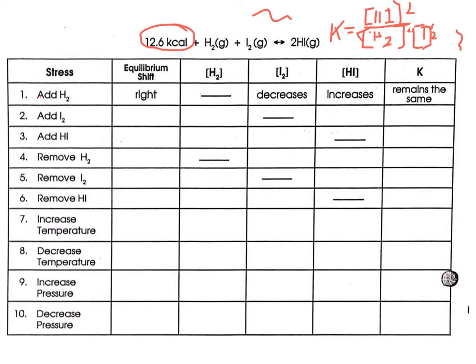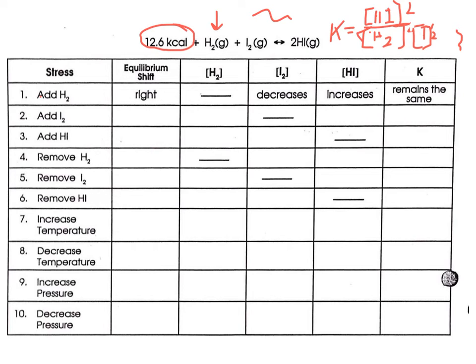Okay, so we're going to take a look at this. And so again, they show the example. If we add hydrogen gas, the equilibrium must shift to the right in order to use up that extra hydrogen gas. In the process, iodine decreases, hydrogen iodide increases, and the equilibrium constant remains the same.